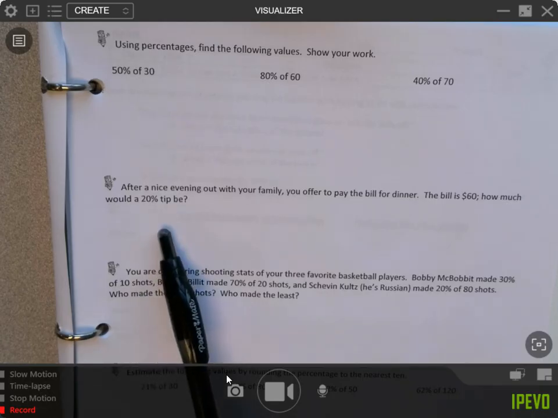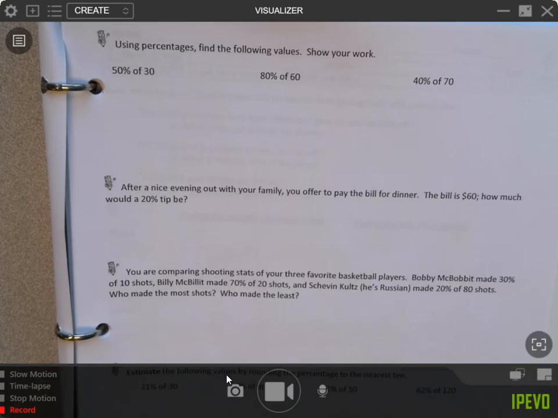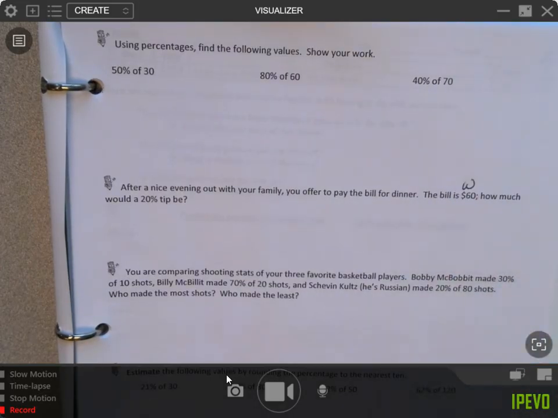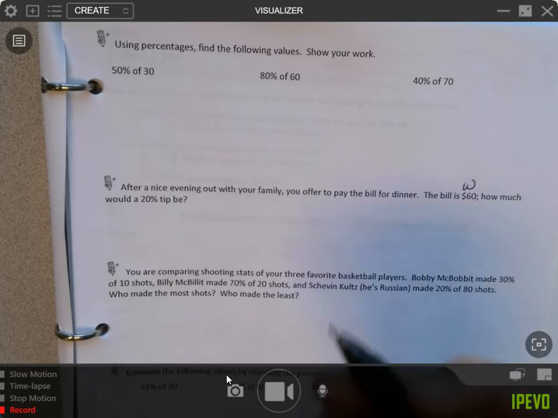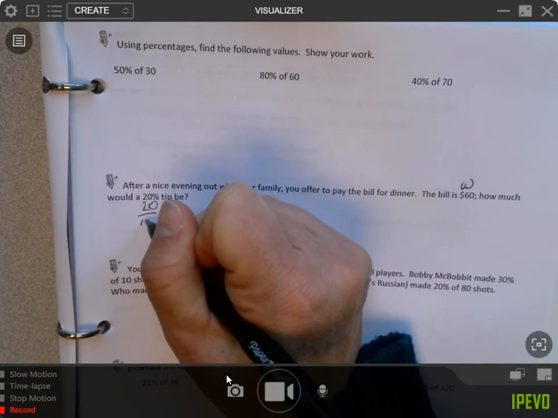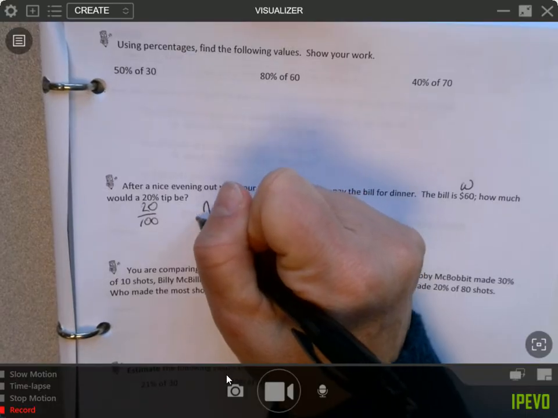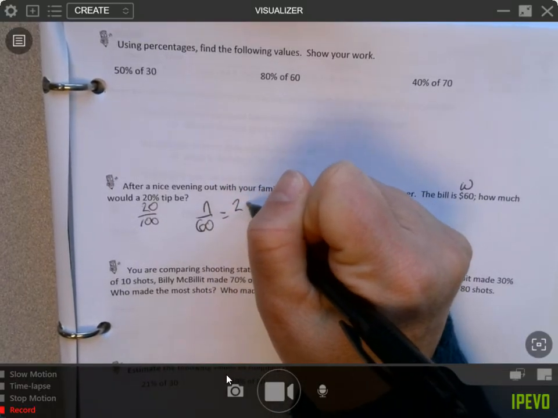So if we look at the first one, it says, after a nice evening out with your family, you offer to pay the bill for dinner. The bill is $60. How much would a 20% tip be? What's my whole number that I'm using, Emma? Yeah, that whole number and over the whole number, that's going to be 60. My percent is what? James? And what is it for this problem? Yeah, we've got a 20% tip, so that's our fraction. So we find our whole number, we find our fraction out of that percent. So it would be n over $60 equals 20 over 100.